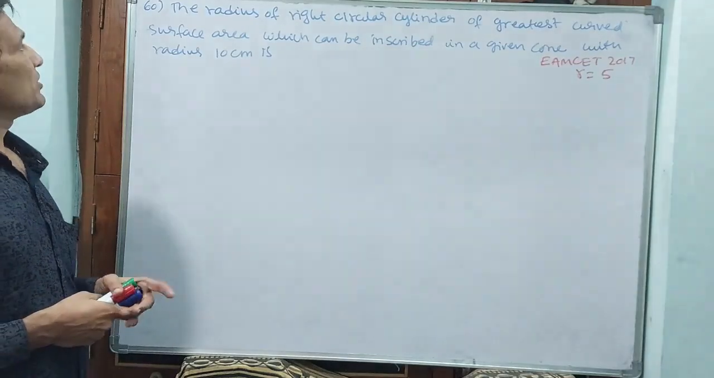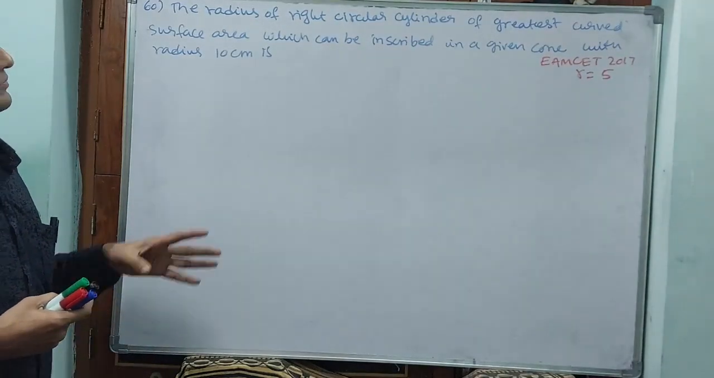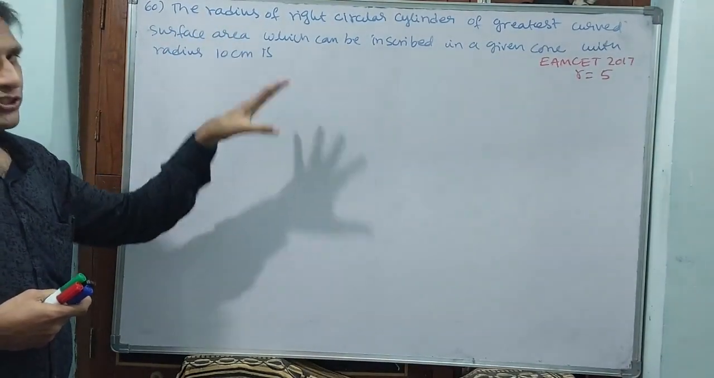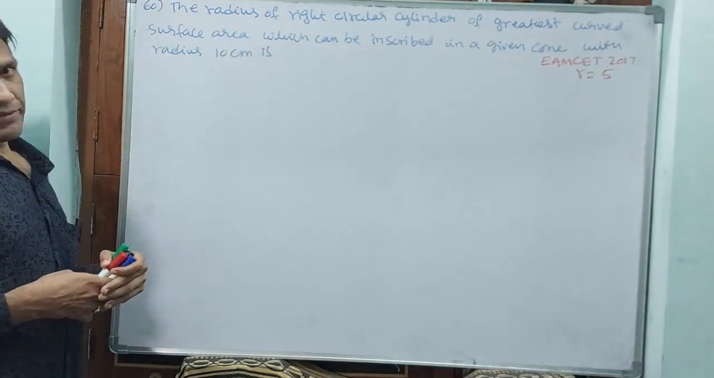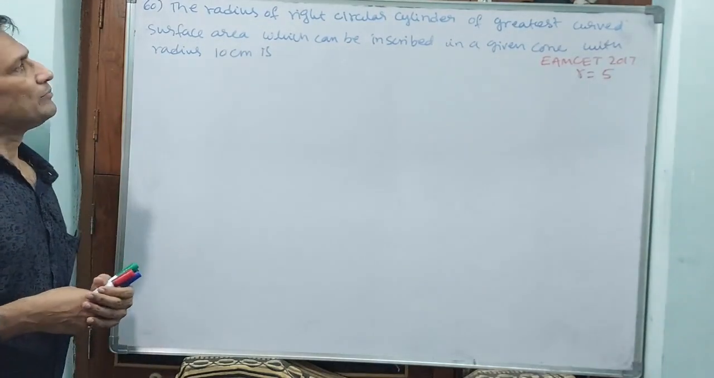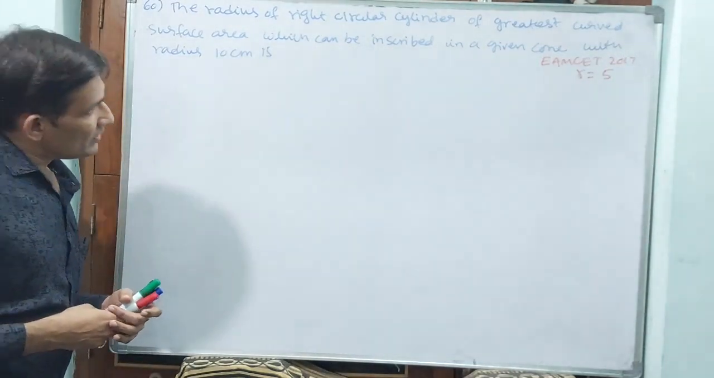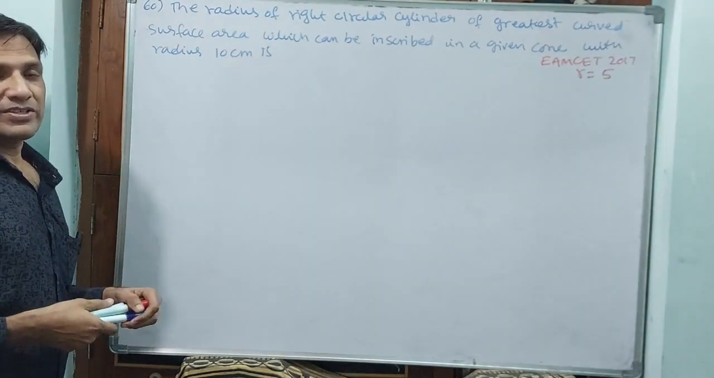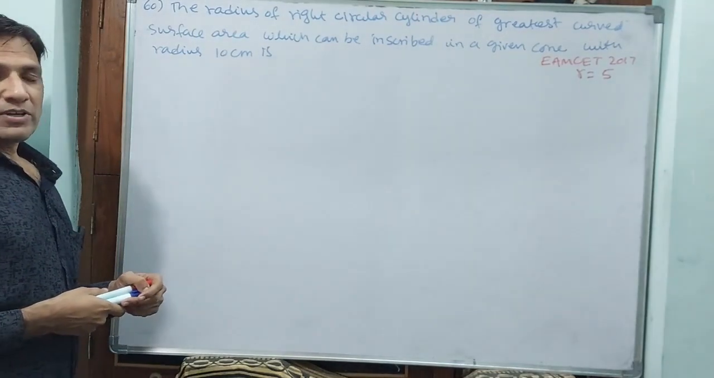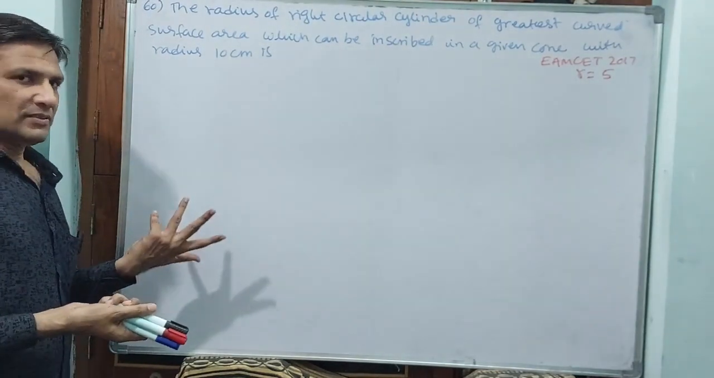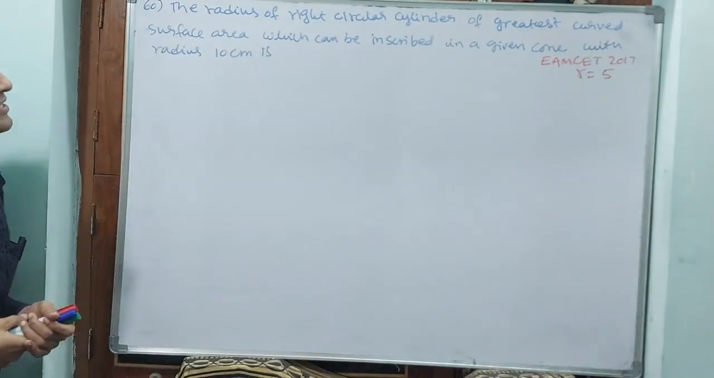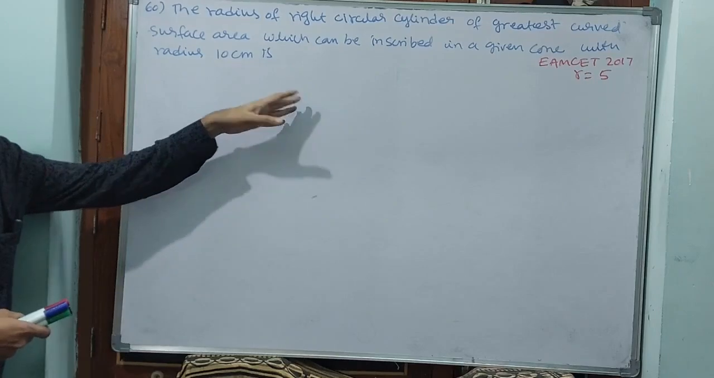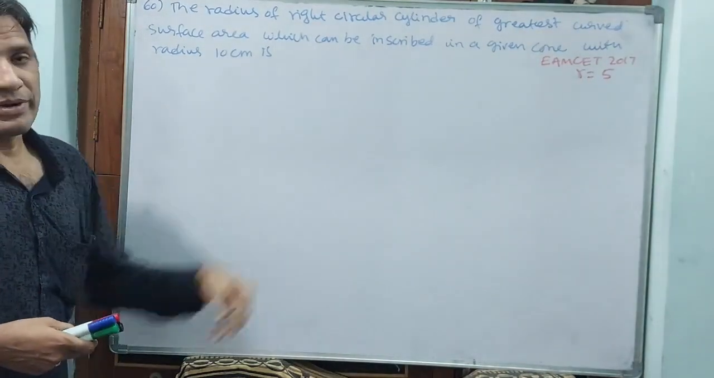See question number 60. Right circular cylinder we are going to inscribe in a cone. This is a good question, observe. MSET 2017 question, answer also I have written, 5 has to come. The radius of a right circular cylinder of greatest curved surface area. Greatest curved surface area means here, curved surface area you have to differentiate. That we know. Greatest curved surface area which can be inscribed in a given cone with radius 10 centimeters.